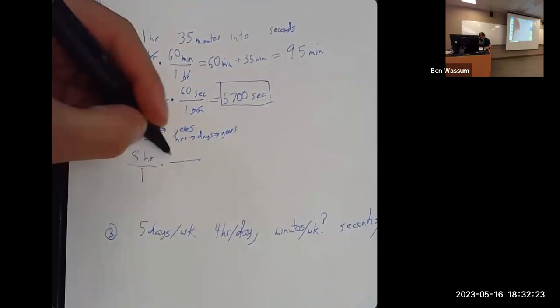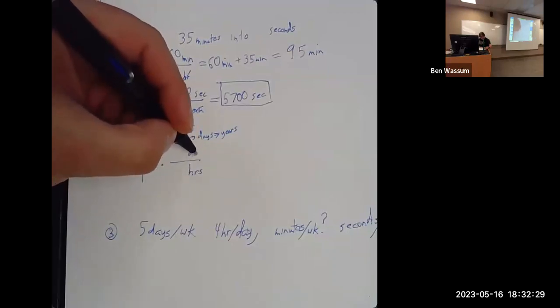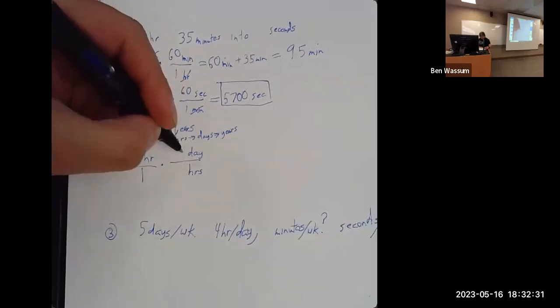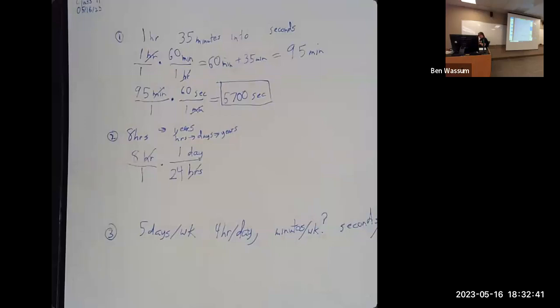We're going from hours to days. So hours is gonna have to be down here. Days would be up here. So 1 day is 24 hours, right? So the hours would cancel. And if we multiplied across right now, we would be in days, right?